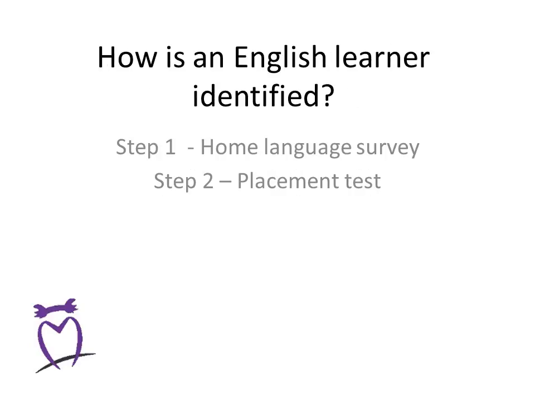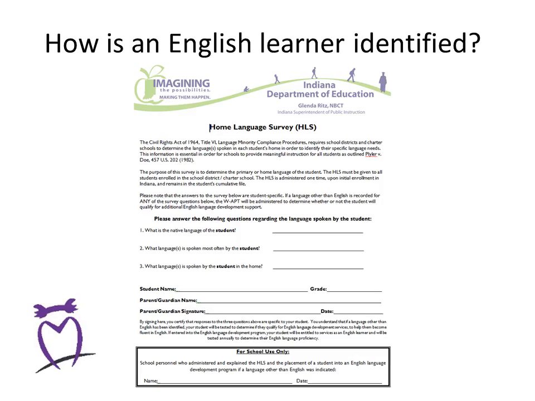Let's talk about how an English language learner is identified. Identifying an English learner is a two-part process that consists of a form called the Home Language Survey and a placement test. Identifying an English language learner starts upon their initial enrollment in an Indiana school. Parents are given a form called a Home Language Survey.